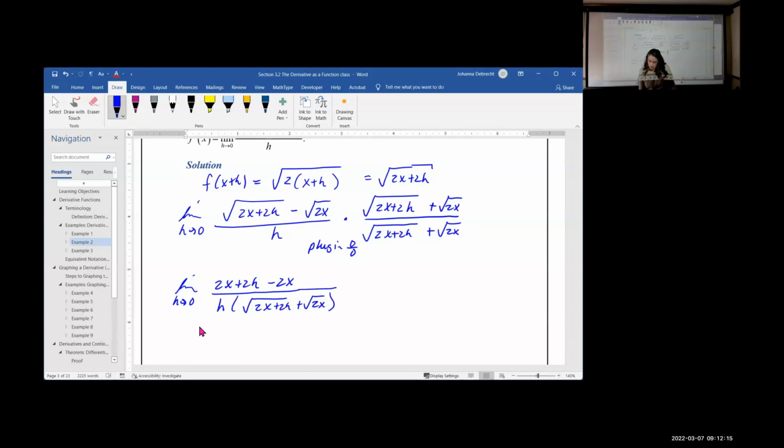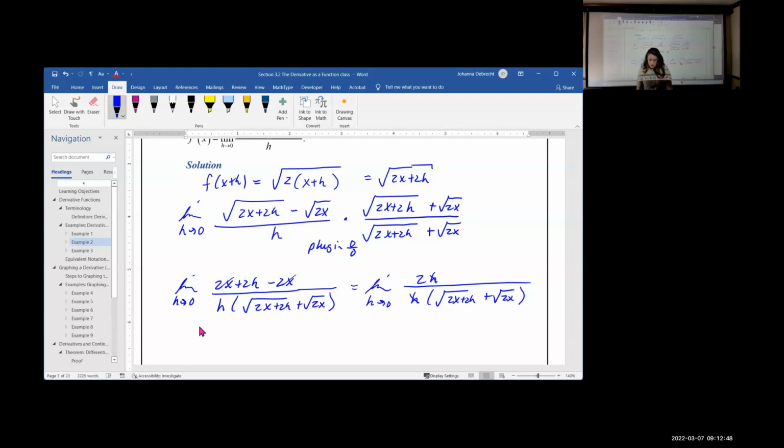And then in the numerator, the 2x's will cancel. And that leaves me with 2h in the numerator. H is a factor in the denominator, and then the radical term from the conjugate. And then the h's cancel. So the whole point of doing the multiplication by the conjugate was to get this factor of h over h to come out so that we could see it. So now we can cancel the h.